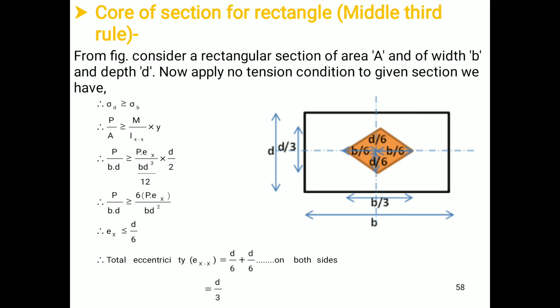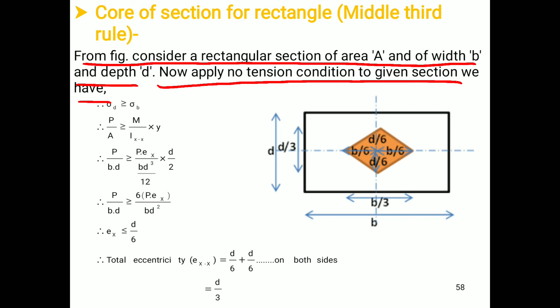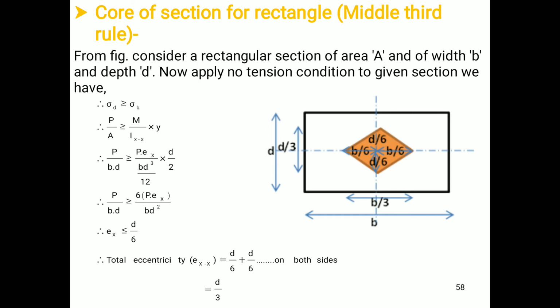It is also known as the middle third rule. From the figure, consider a rectangular section of area A, width B and depth D. Now apply the no tension condition to the given section. We have sigma D greater than sigma B. So remember that from this figure we have a rectangular section which has width B and depth D, and for this section we have to apply the no tension condition.